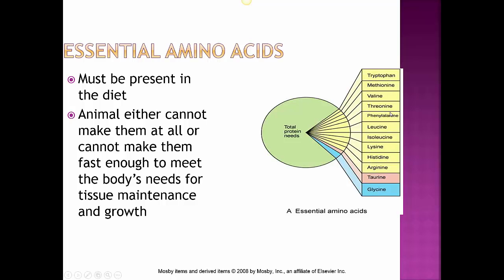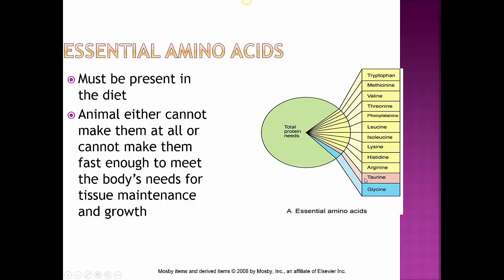In addition, we have one called taurine. Our body is able to make taurine. A dog's body is able to make taurine, but this is in pink because cats specifically cannot make their own taurine. Their liver is incapable of doing it. And this is an ingredient that's very important in cat food. If they're lacking taurine, cats will become very ill. So all cat diets we have to make sure are balanced and have taurine in them.